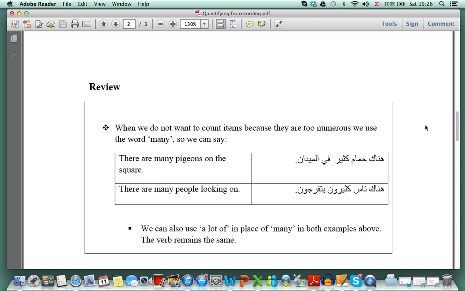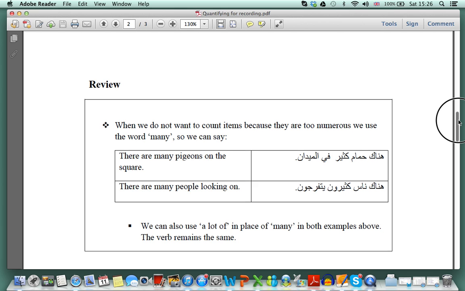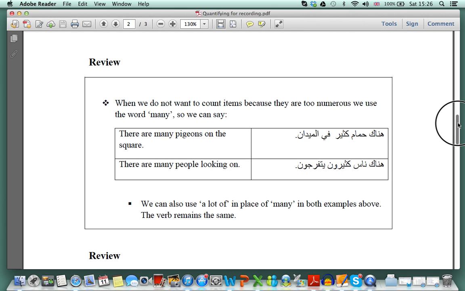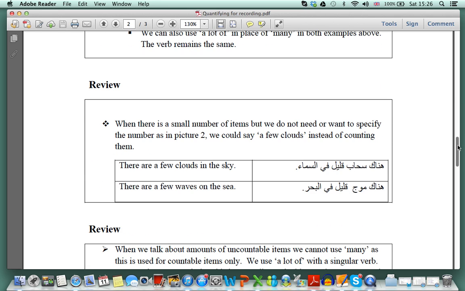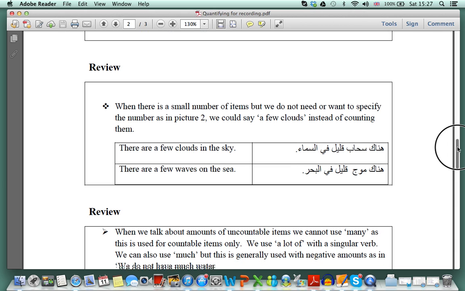Sometimes we are not able to count items because they are too numerous. So we may use the word many. We can say, for example, there are many pigeons on the square. There are many people looking on at the pigeons. We can also use the words a lot of pigeons or a lot of people. When there's a small number of items and we don't need or don't want to specify the number, as we will see in the pictures in the activities, we could say, for example, a few clouds or a few waves in the sea.